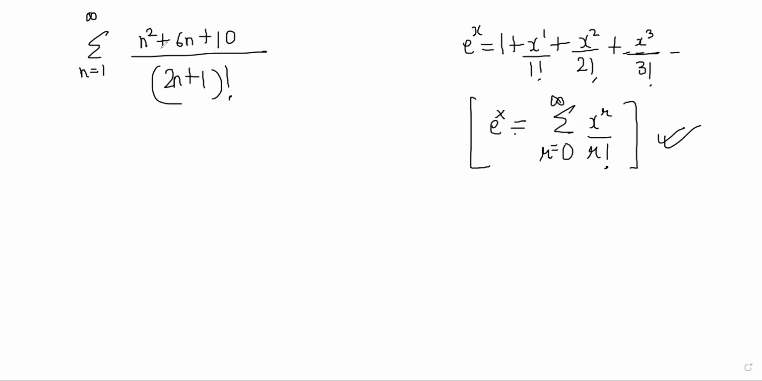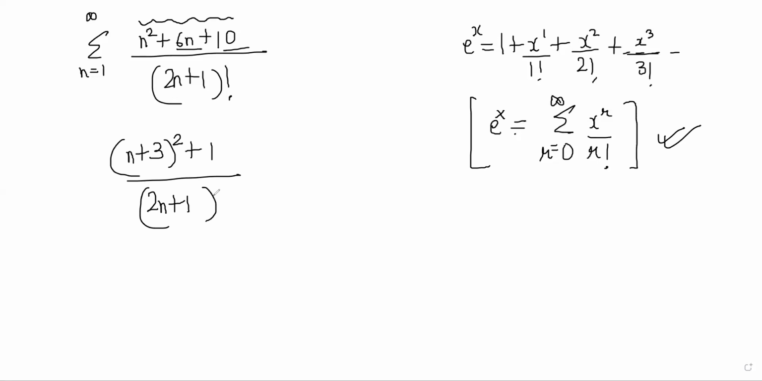Yes, sir. But to simplify it, what can we do? We can say here 6 and 10, so we can just write n plus 3 square plus 1, right? It would have been nice if he had 2n plus 1 or somehow, so that would have been 4n square plus 4n plus 1.